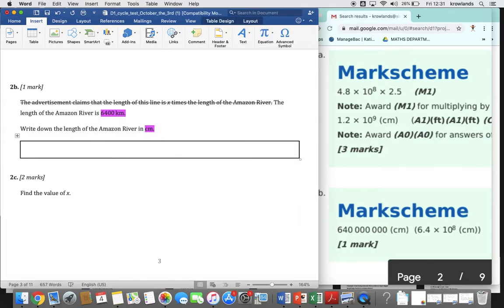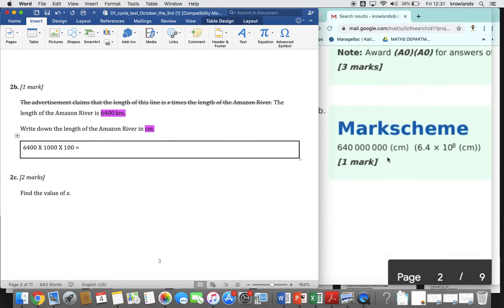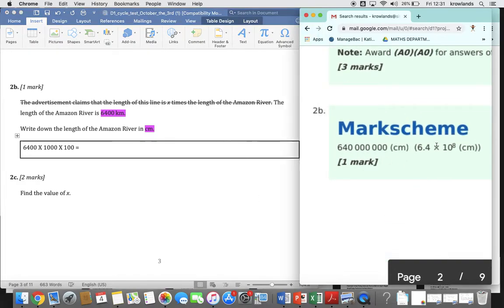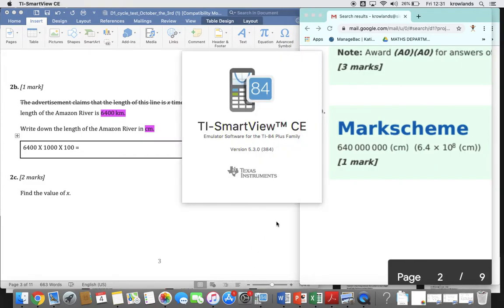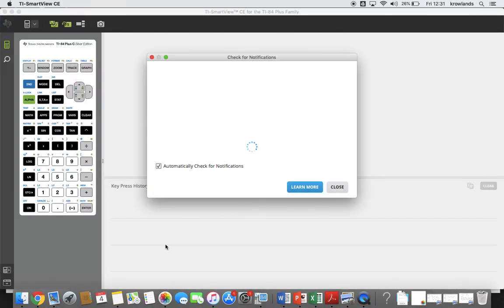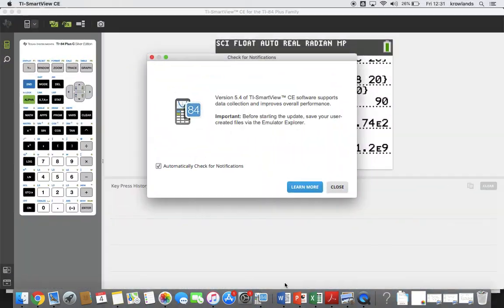So I'm going to do the following. 6,400 times by 1,000 times by 100. And the mark scheme gives you 2 answers. You can either do it in standard form or not in standard form. So I'm going to actually keep my calculator the same. As in, I'm going to keep it in the same format because it doesn't specify whether to give it in standard form or not. So once I've typed that in the calculator, you will see the following is going to happen.